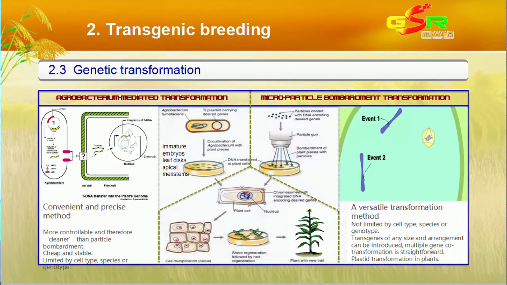In this method, objective genes need to be inserted in the T-DNA region, and in the microparticle bombardment method, particles are coated with the DNA encoding objective genes. And after bombardment, the objective genes are integrated into the target genome.